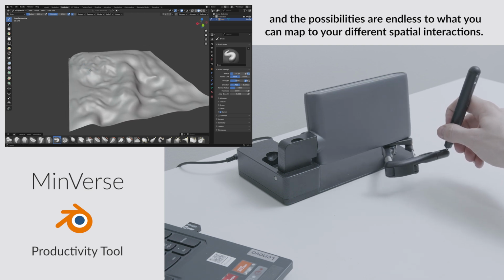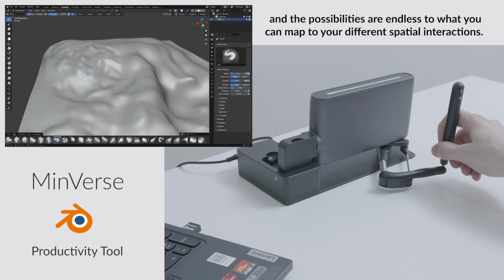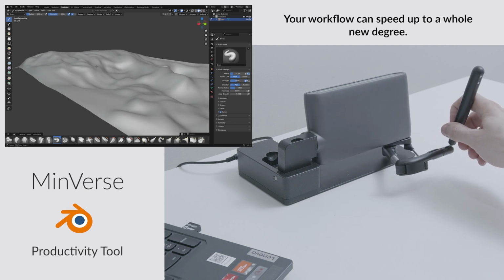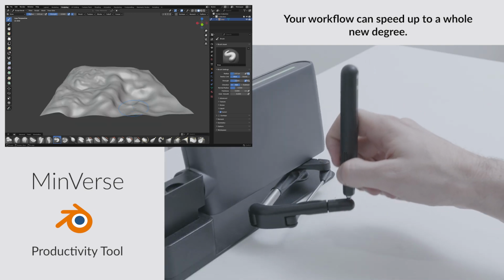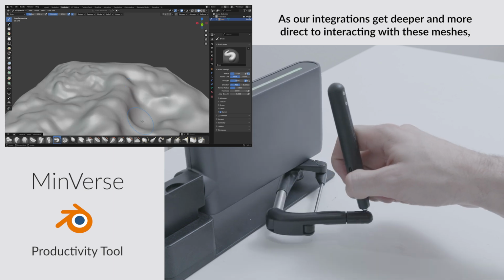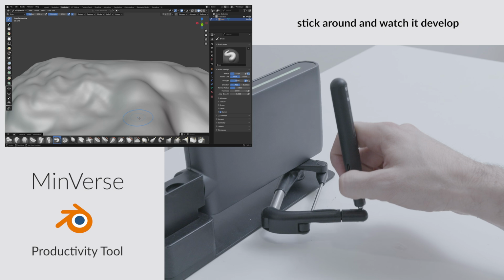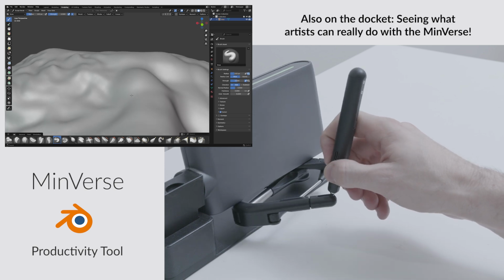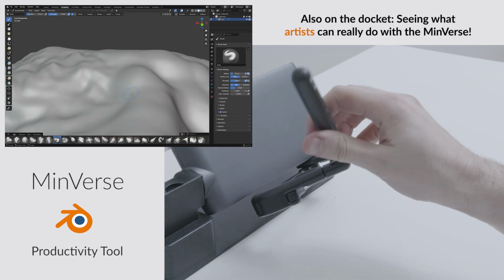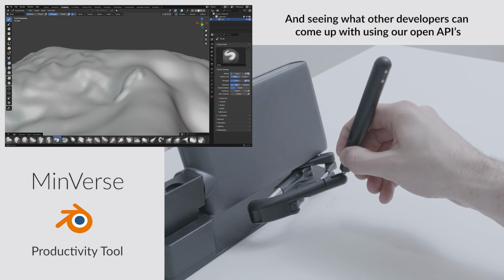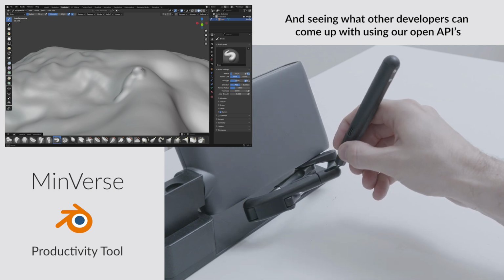You're really pushing against a force to push into the mesh. And the possibilities are endless to what you can map to your different spatial interactions. Your workflow can speed up to a whole new degree. As our integrations get deeper and more direct to interacting with these meshes, stick around and watch it develop. Also on the docket, seeing what artists can really do with the MinVerse, and seeing what other developers can come up with using our open APIs.